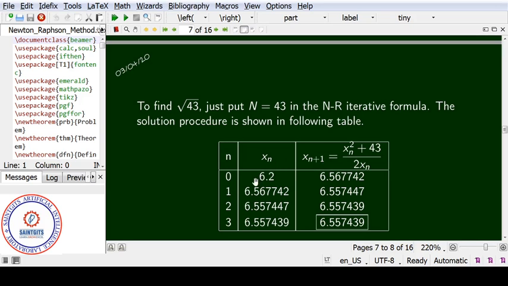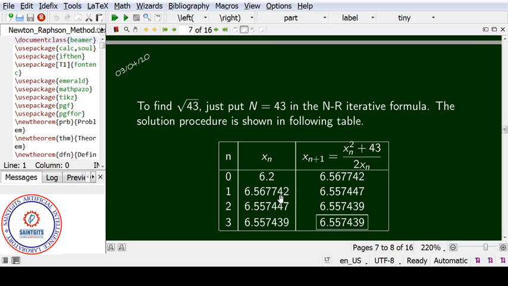I start with an approximate value, 6.2. You can start with any value, but I choose 6.2 because 43 is not a perfect square. We know 6 square is 36 and 7 square is 49, and therefore the square root of 43 will be between 6 and 7. For convenience, I took 6.2, that's all. So for the next stage iteration, xn plus 1 is equal to, I put xn in this formula. So (6.2 square plus 43) by 2 into 6.2. So we got the solution.